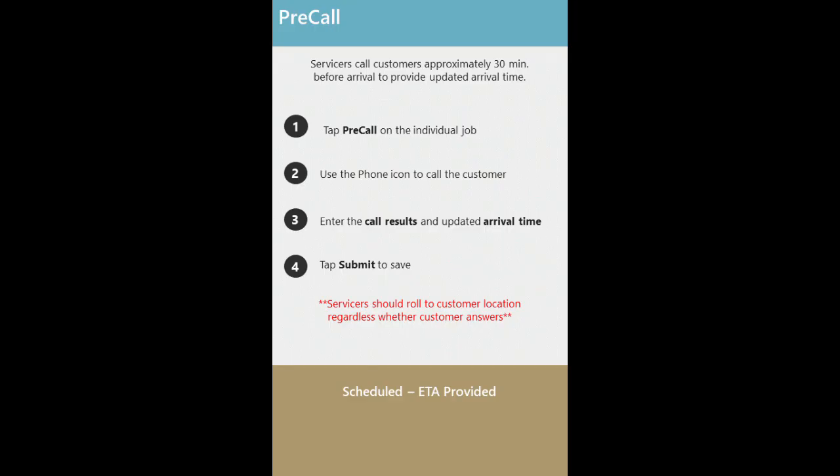Servicers should call customers approximately 30 minutes before arrival with an updated arrival time. That call should be recorded in the pre-call step. On the individual job, tap on the pre-call step. Use the phone icon to call the customer. Then the servicer will enter the call results and updated arrival time and tap Submit to save the ETA.